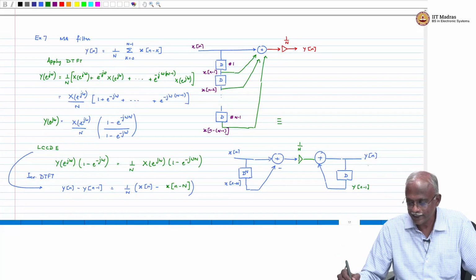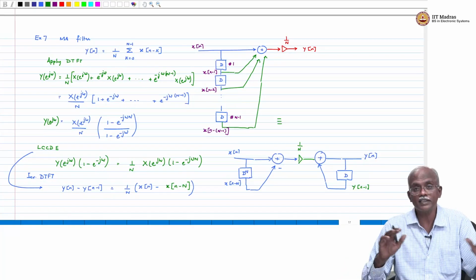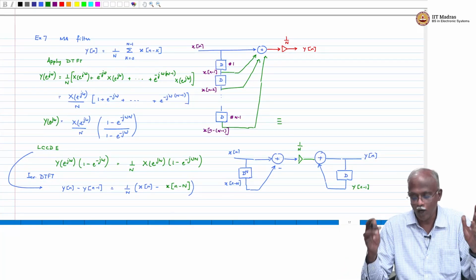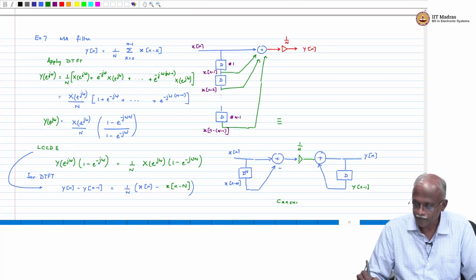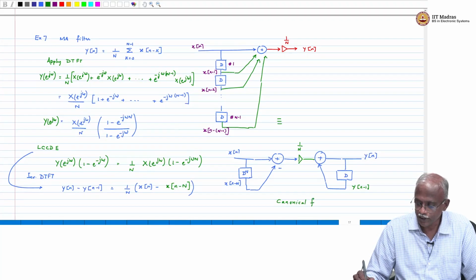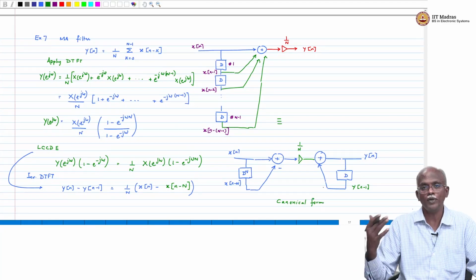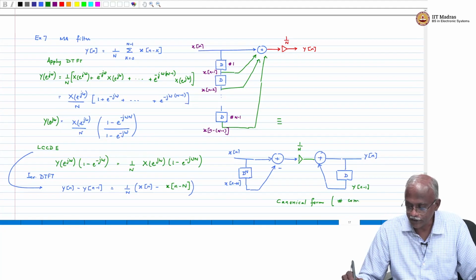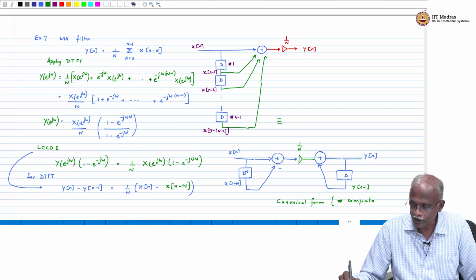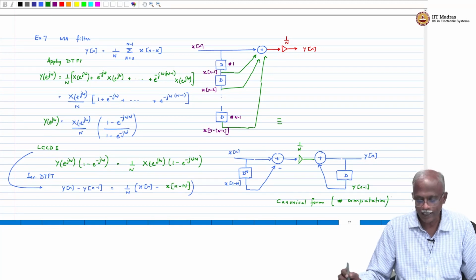And therefore, this is a more optimal structure in terms of number of operations. So, they call it a canonical structure, canonical form. You can think of this as an optimal form. Canonical in what sense? In terms of the number of computations. So, two things that we learn from this particular example.